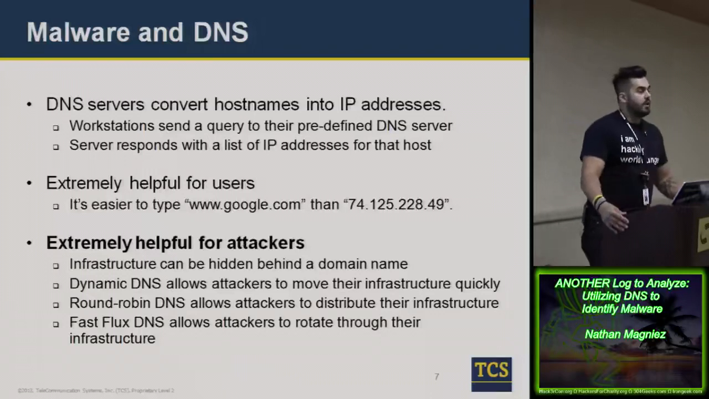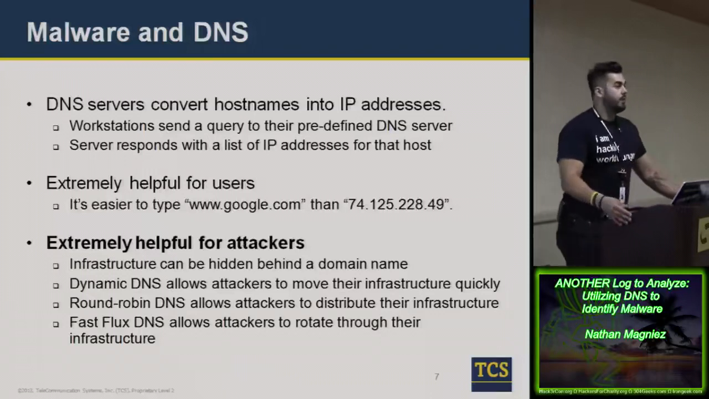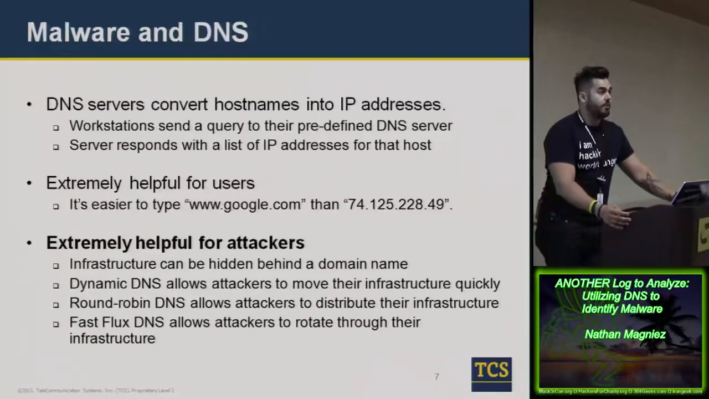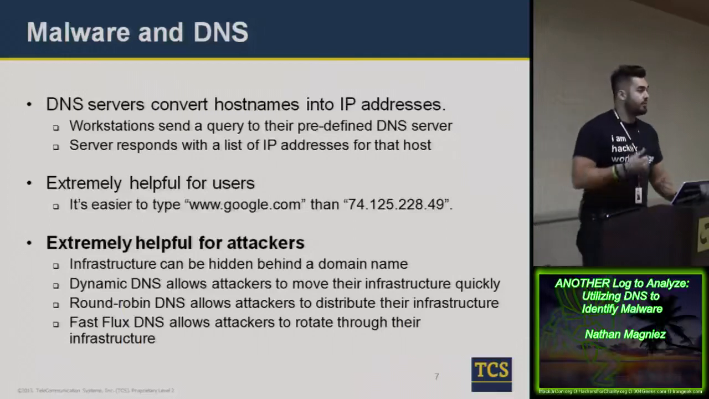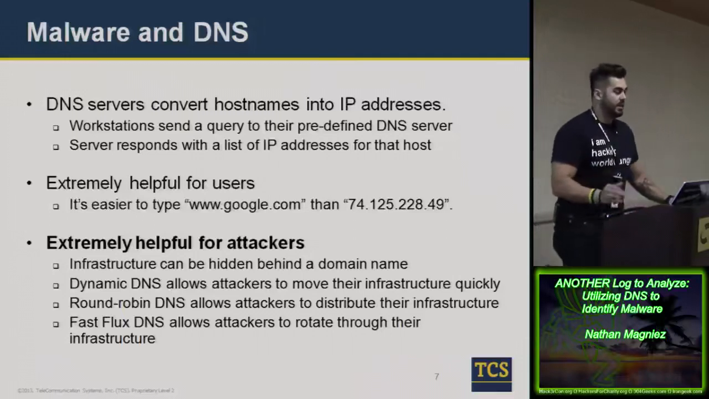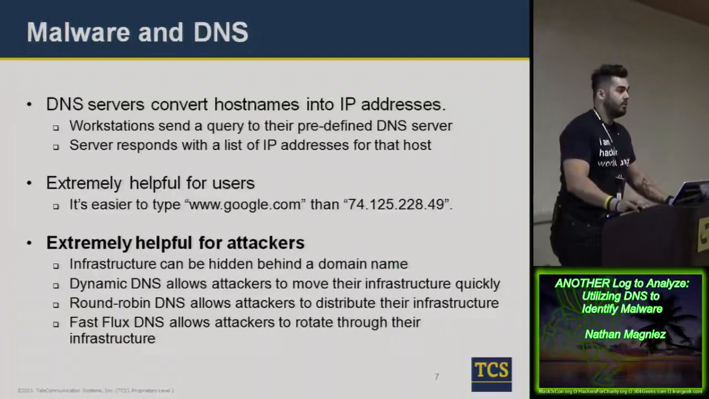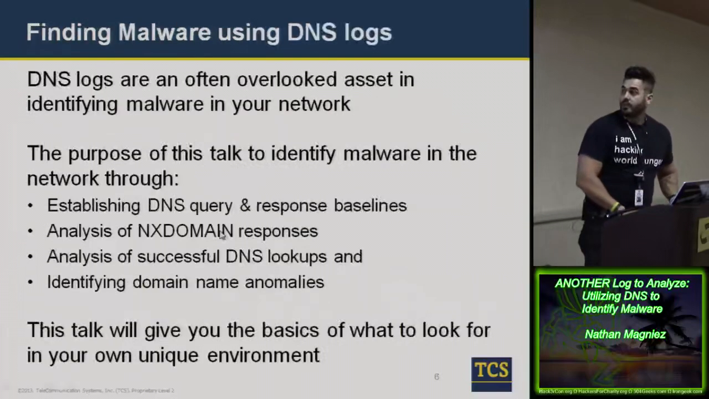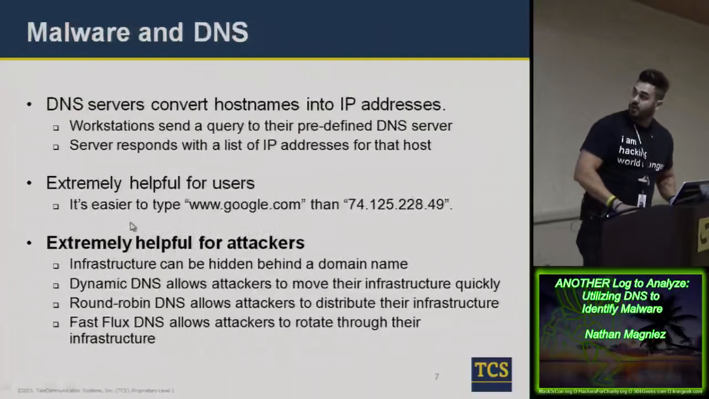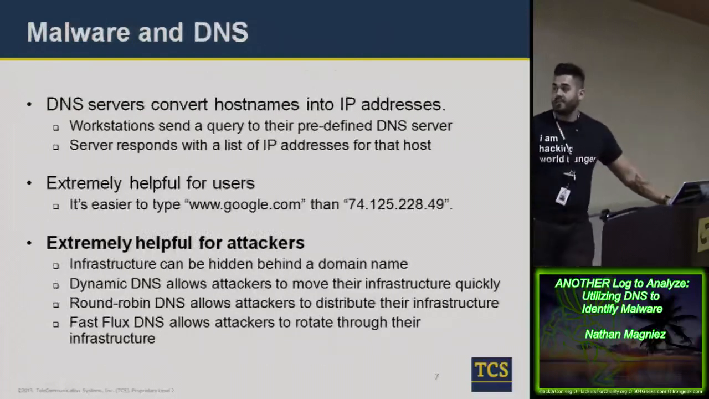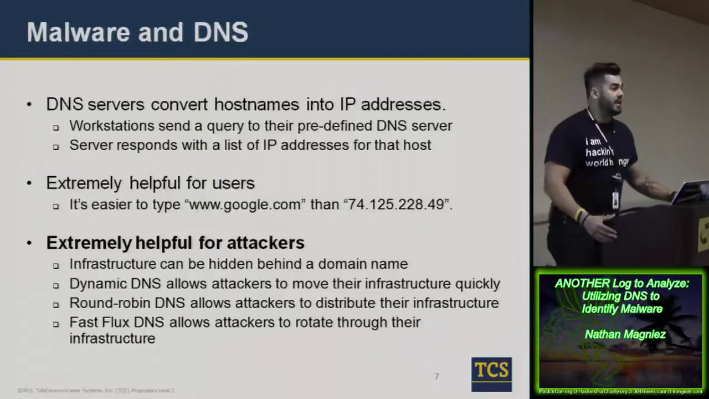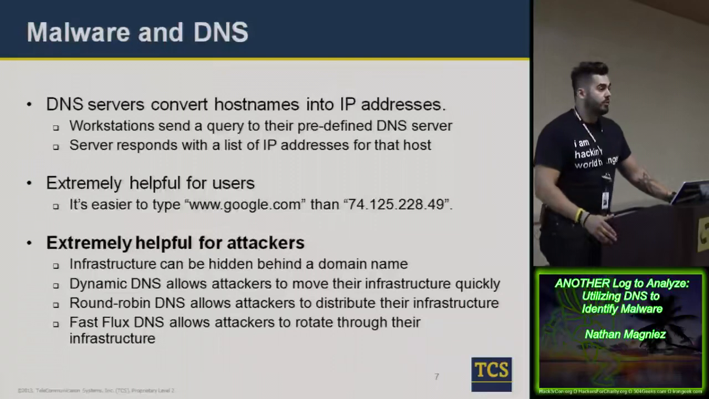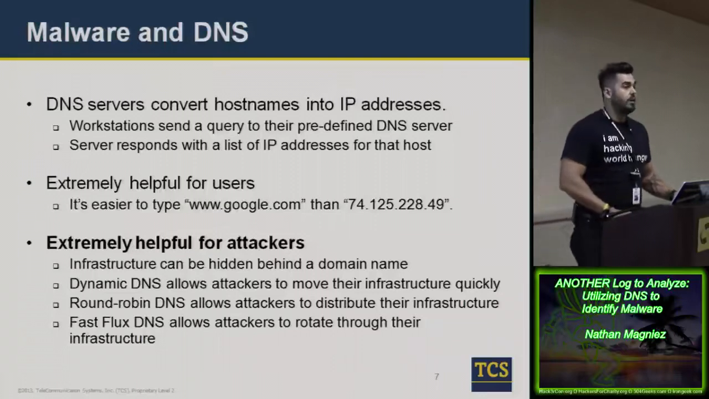So they're going to use fully qualified domain names to resolve to IP addresses of their attack infrastructure, because then they can utilize DNS to start rotating through different servers on different sides of the world. So it's going to make the job of a defender much harder. Some of the things that attackers can utilize are these different types of DNS, fast flux, round robin, dynamic, to make it a little bit harder for you as a defender to identify where to start blocking.